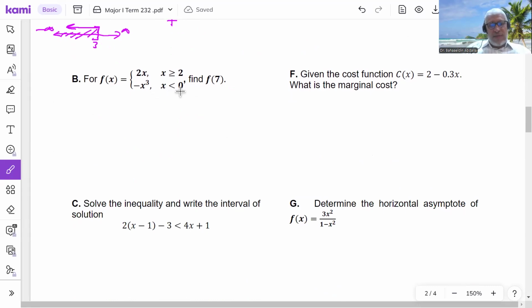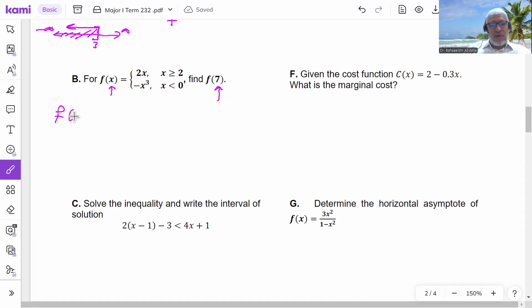Second question, this is a piecewise function, and we need to find f of 7. Well, if x is less than 0, this is the definition, negative x to the power 3. And if x is greater than or equal to 2, then the definition is 2x. So when he says find f of 7, 7 is a value of x. So now ask yourself, is 7 less than 0 or greater than 2? Of course, 7 is greater than 2.